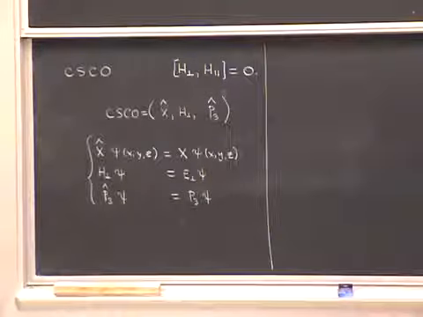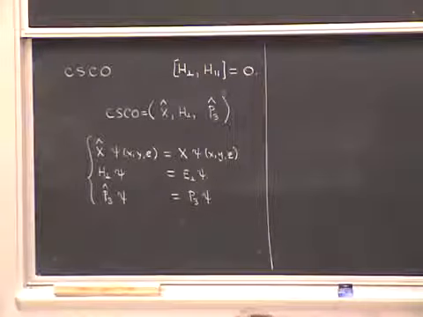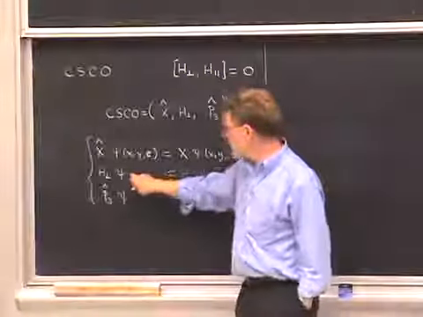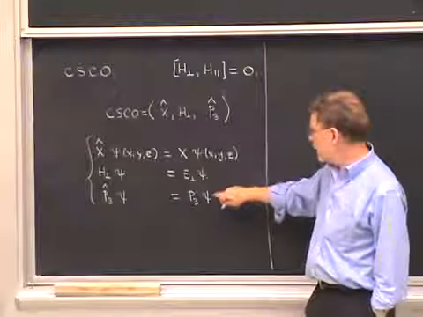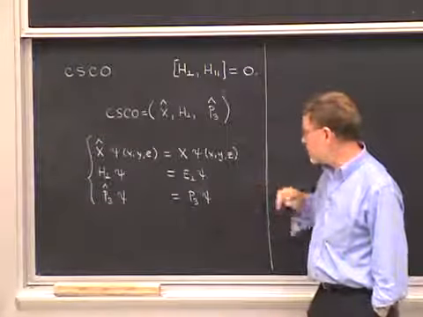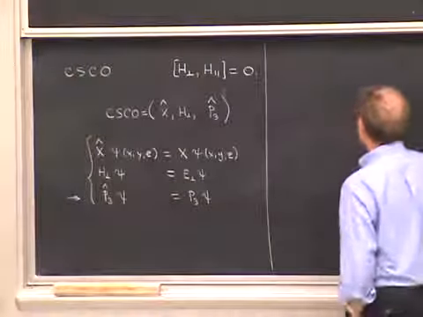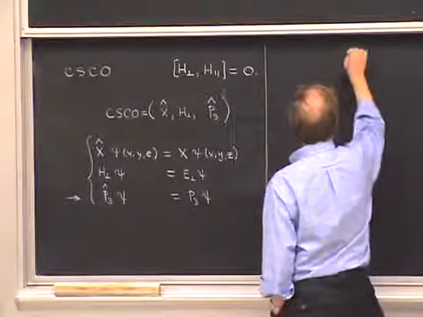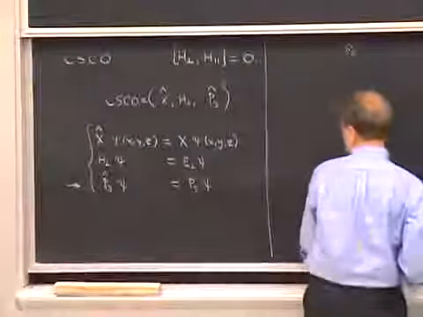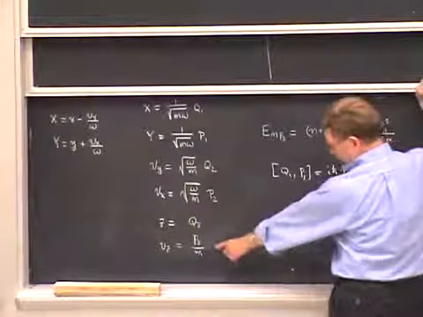Now, let's work on these. The H perp is the most complicated of all, and the P3 and X hat are simpler. So let's do the simple ones first. Let's work on P3 hat first. P3 hat is from the formula down here.